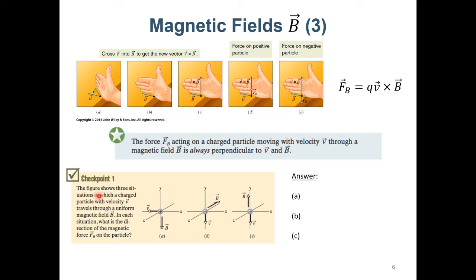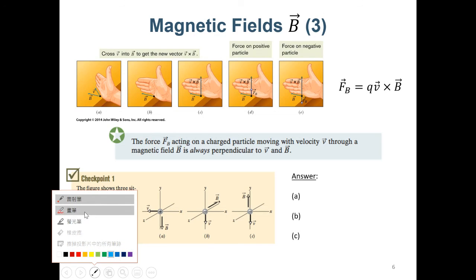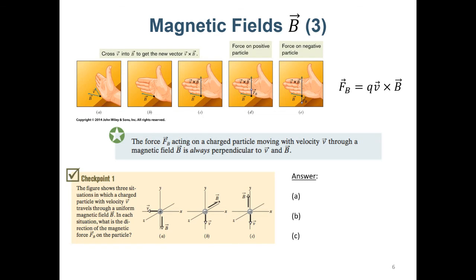So here the figure shows three situations in which a charged particle with velocity V travels through a uniform magnetic field B. In each situation, what is the direction of the magnetic force on the particle? So for the first one, V points to the negative x-axis, B points to the negative y-axis, and this is a positive charge. So what is the direction of F_B?